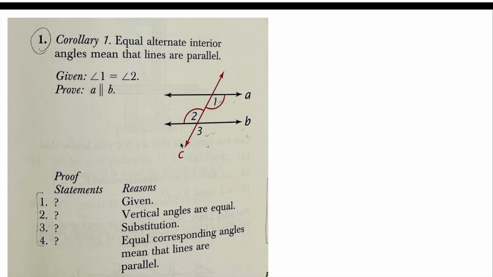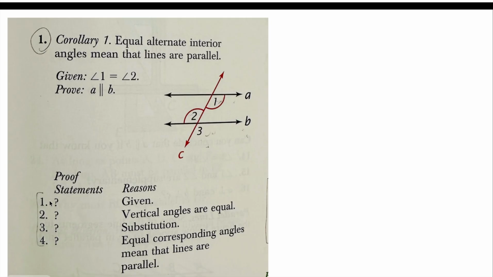Okay, last three questions on page 221. So corollary 1, remember what corollary 1 was. It says equal alternate interior angles mean that lines are parallel. So it gives us that angle 1 equals angle 2. Are these interior angles? Yes. Are they alternate? Yes. Okay. We need to prove that A is parallel to B.